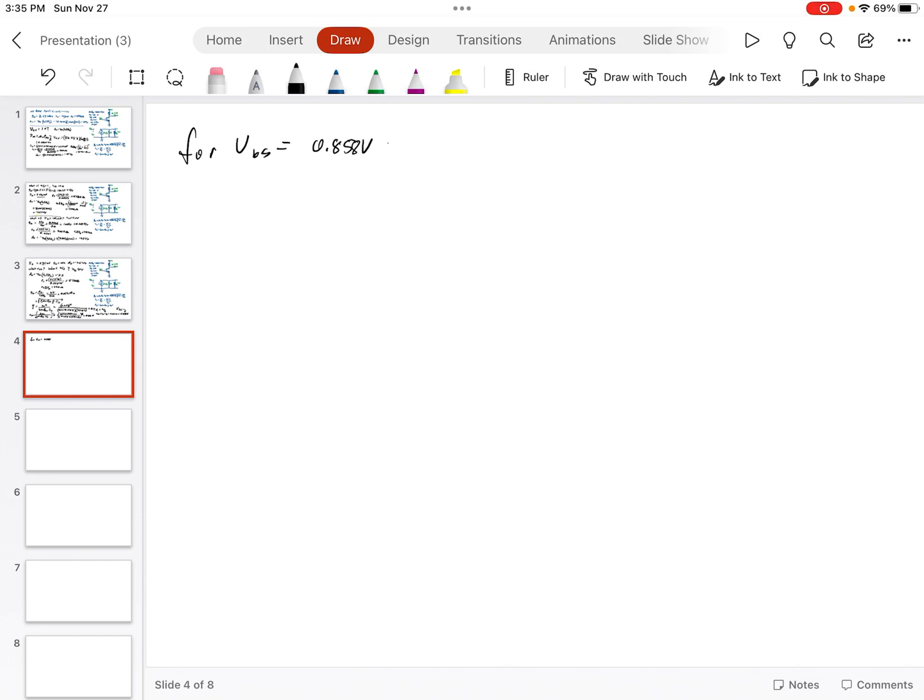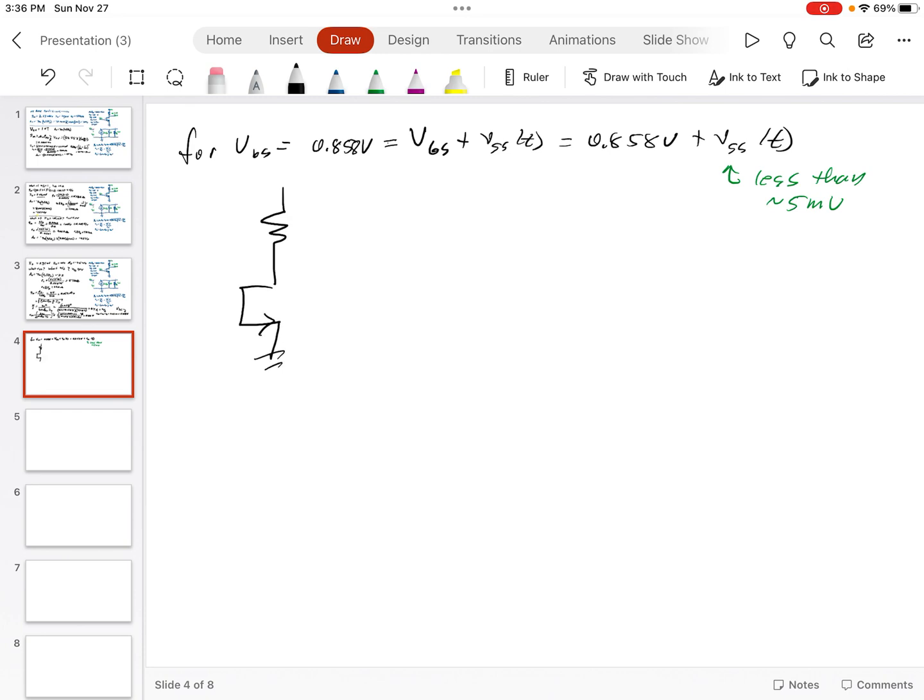What we're saying is that we've got VGS plus little vgs of t. So that would be 0.858 volts plus little vgs of t. That's the small signal, and this should be less than about 5 millivolts or so. Probably up to 10 millivolts is going to be okay, but it's got to be something small, right? So we've set that value on the gate, and then we could draw the circuit something more like this.